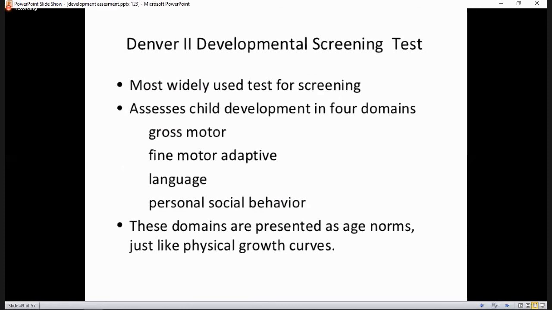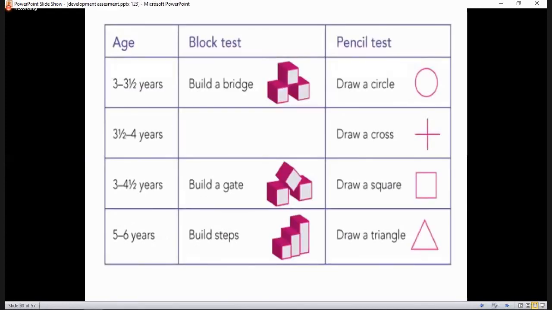So this Denver Developmental Screening Test is the most widely used test for screening. As already said, it has domains like gross motor, fine motor, and language. These domains are present as age norms, just like a physical growth curve. This is a chart showing what skills a child can do.